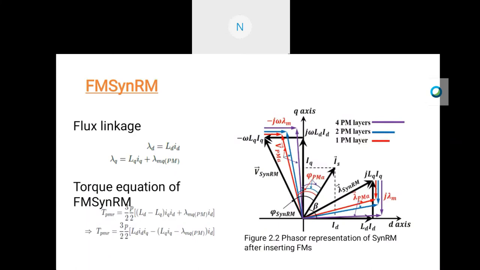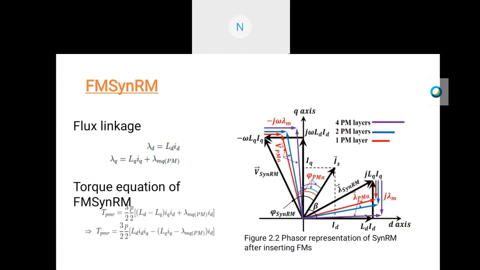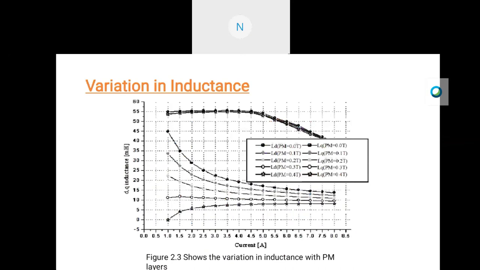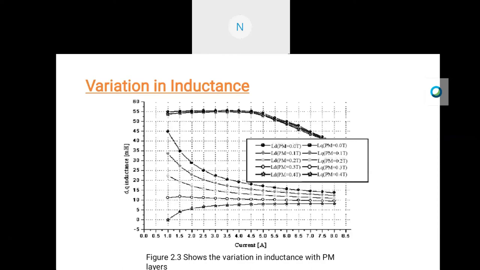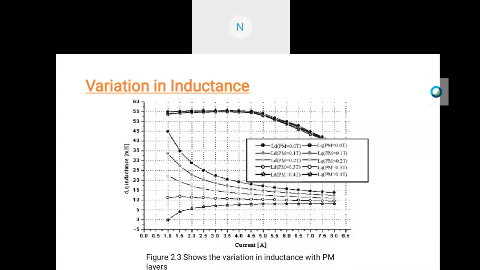Okay. Now coming to the picture I have attached here. It shows how the inductances LD and LQ are affected by applying the magnet layers. The LD is almost constant and does not get any impact, but because of the high current, high flux density from the 4.5 current value, you can see there is a little dip in the LD value, because the metal gets saturated. But below, we can see the LQs are changing with the number of layers we use.